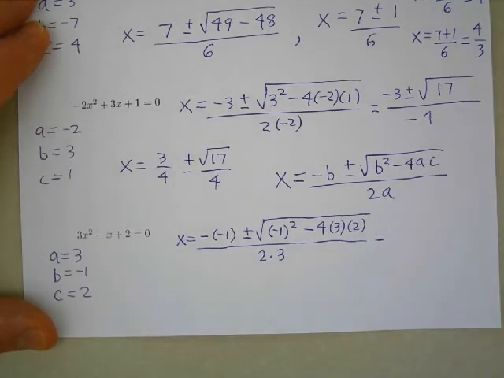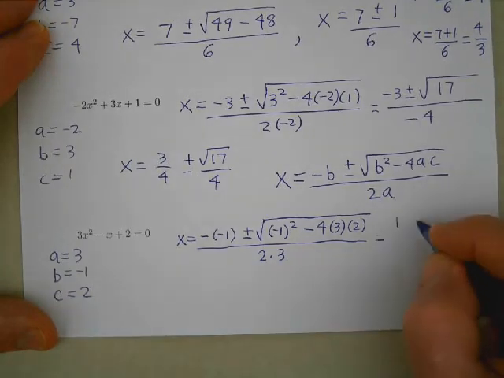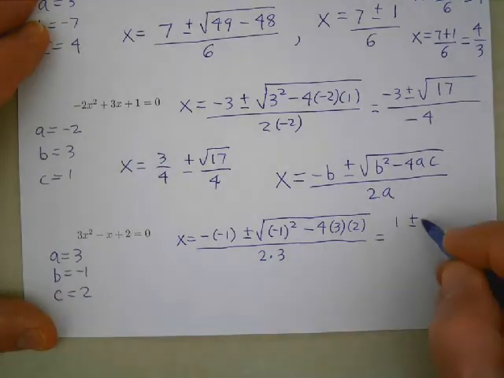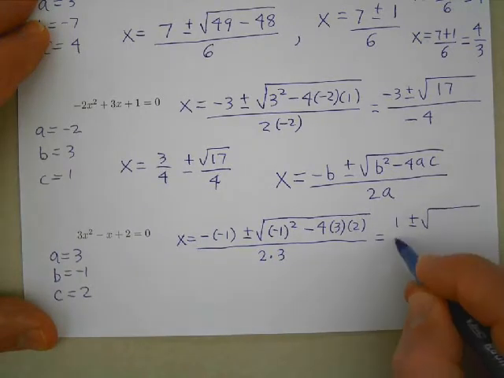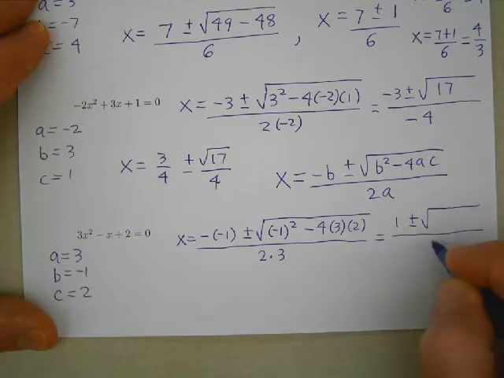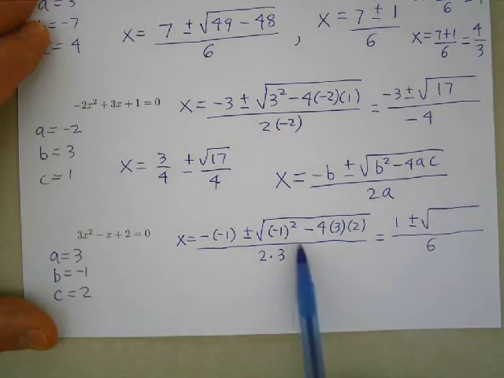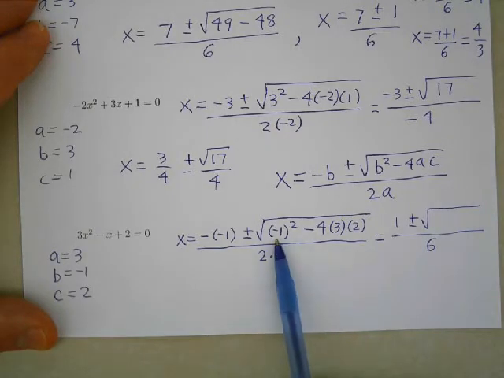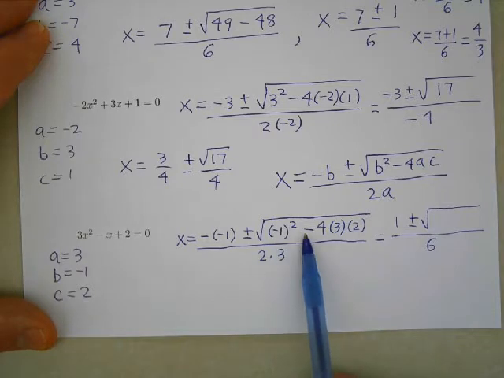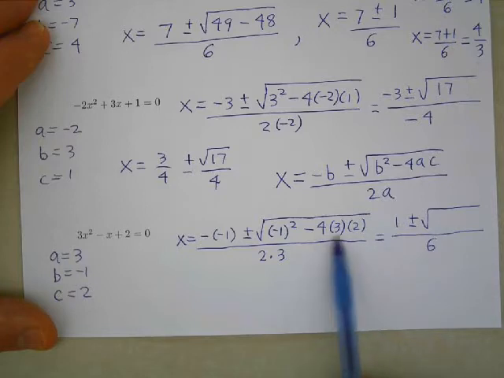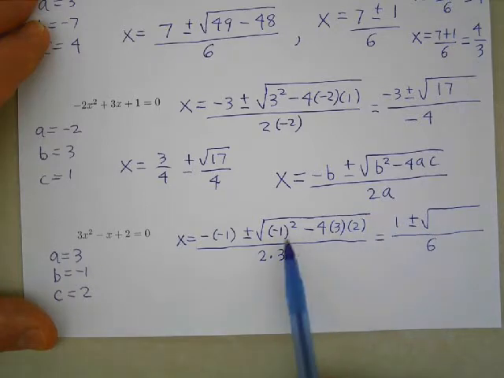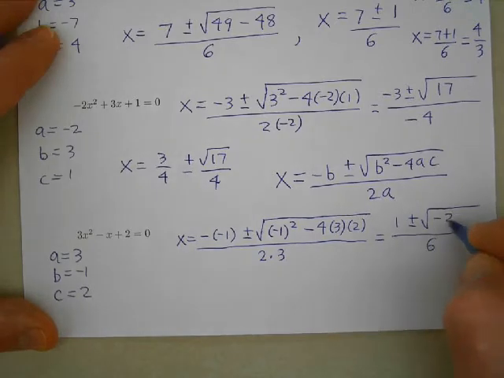Then we do arithmetic. The negative of negative 1 is 1, plus and minus the square root of some number, all divided by 2 times 3, which is 6. So inside the square root, the number negative 1 squared is positive 1, and we're subtracting 4 times 3 times 2. We're subtracting 24. So 1 minus 24 is negative 23.